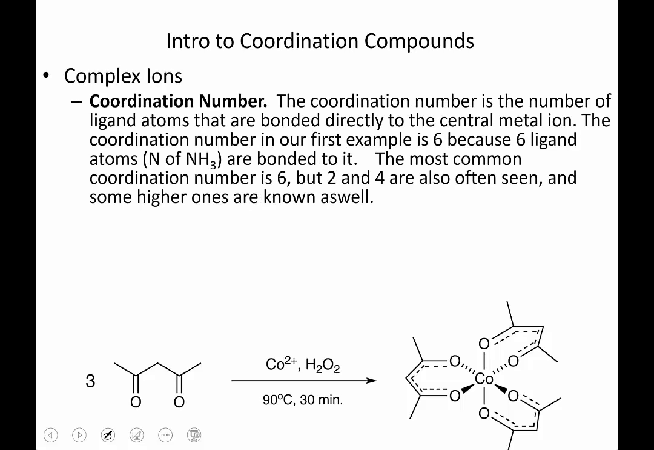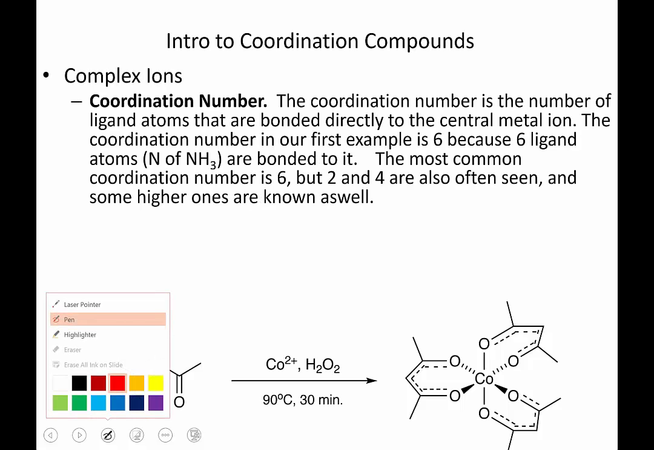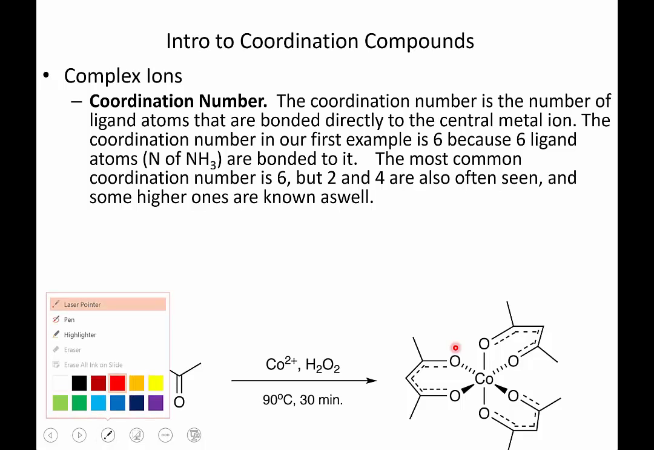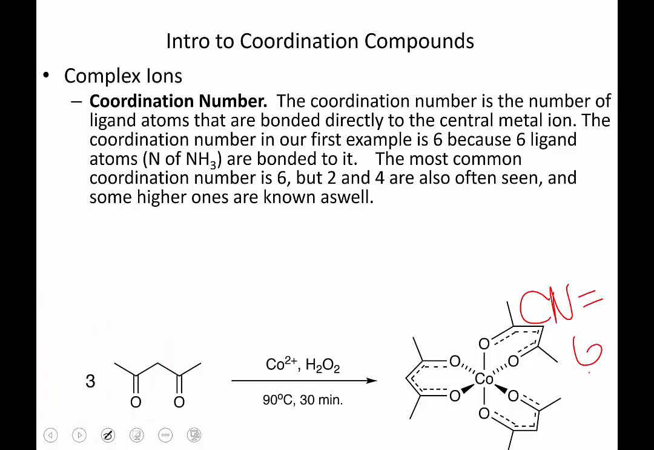Another example I wanted to show you is actually something that you're going to be making in the lab this quarter. This ligand is called acetylacetonate, or ACAC, so this is often called cobalt ACAC. Here we also have 1, 2, 3, 4, 5, 6 oxygen atoms bound to our central metal ion. So again, our coordination number here is also 6.